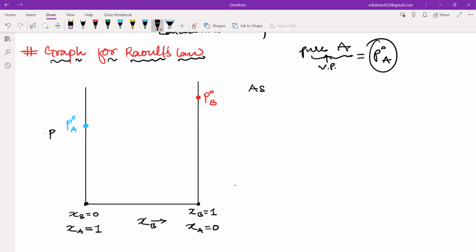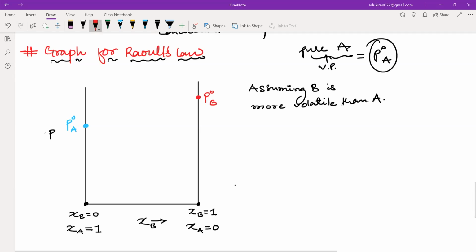We had to take some assumption. Either PA would be higher, or PB would be higher, or both would be equal. So which do we go with? Generally books also go with this: assuming component B is more volatile than A. It means B forms vapors more easily than A. Now we have got both of these points.